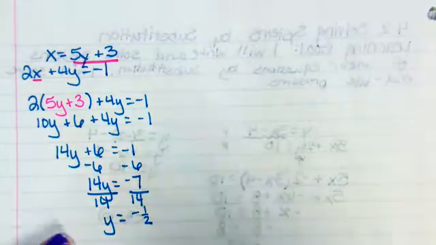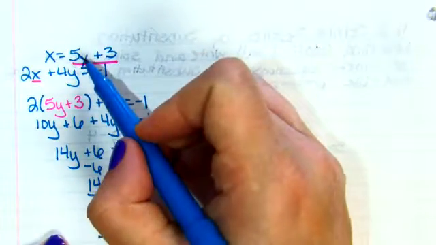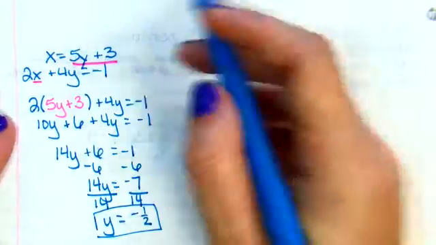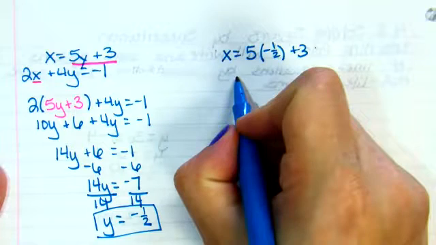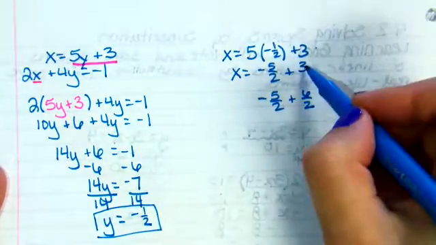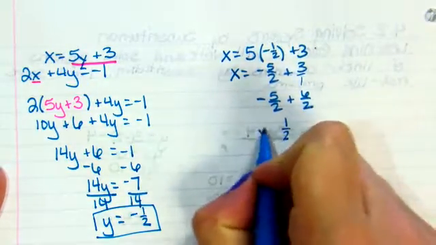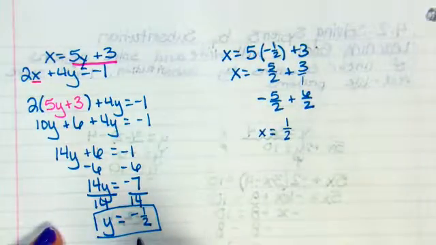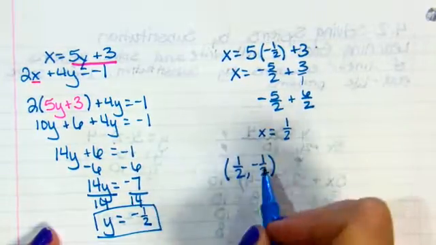And then from there, now that I know what y equals, I'm going to substitute that back in up here. I'll substitute into the first one because it's just set up a little bit nicer. It's all ready to go. So x equals 5 times negative 1/2. So that's x equals negative 5/2 plus 6/2. I just wrote this with a common denominator. Negative 5 plus 6 is a positive 1/2. So x equals 1/2, y equals negative 1/2 would be my solution, and this is how I'm going to write it.